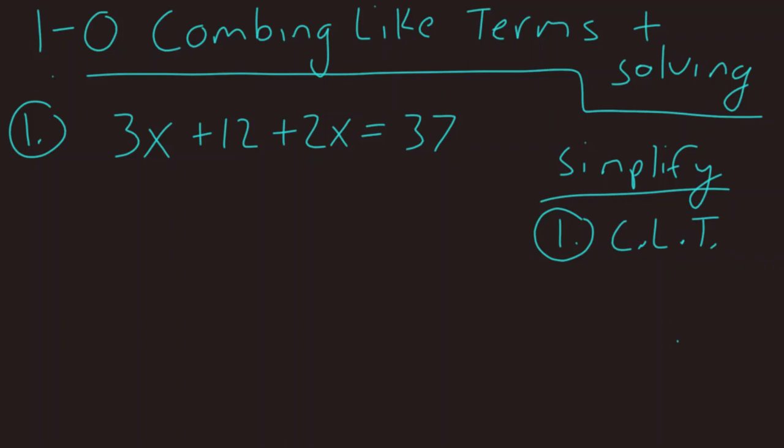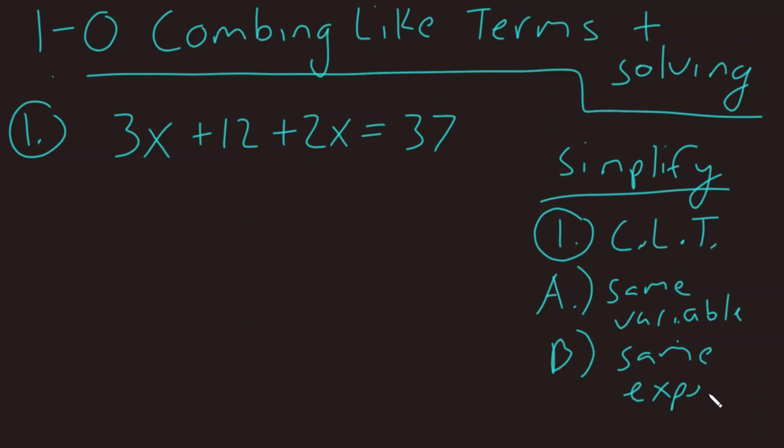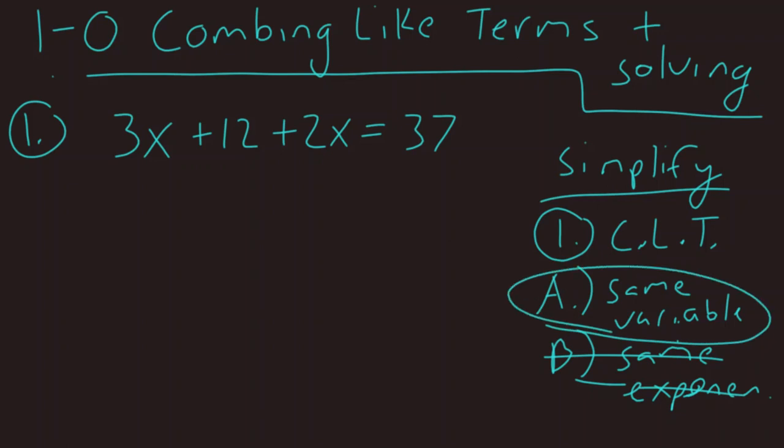But what does combining like terms entail? Well, A, you have to have the same variable or the same letter. And part B is you have to have the same exponent. Now, this idea of the same exponent actually won't be applicable in geometry for some time. So we're not going to worry about that just right now. I really want to focus on the same variable.